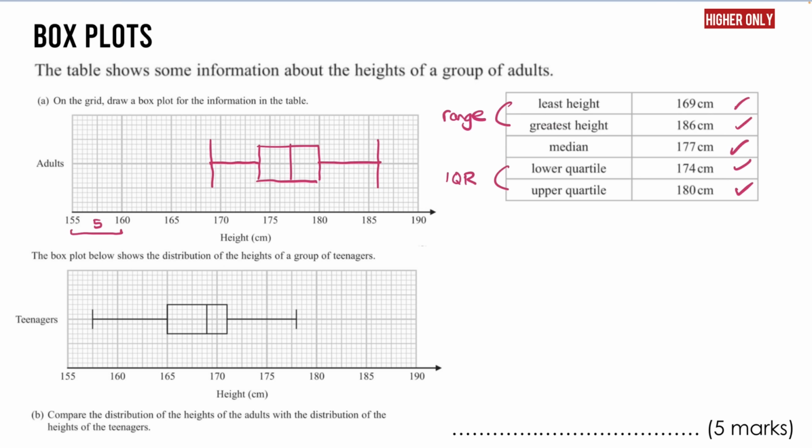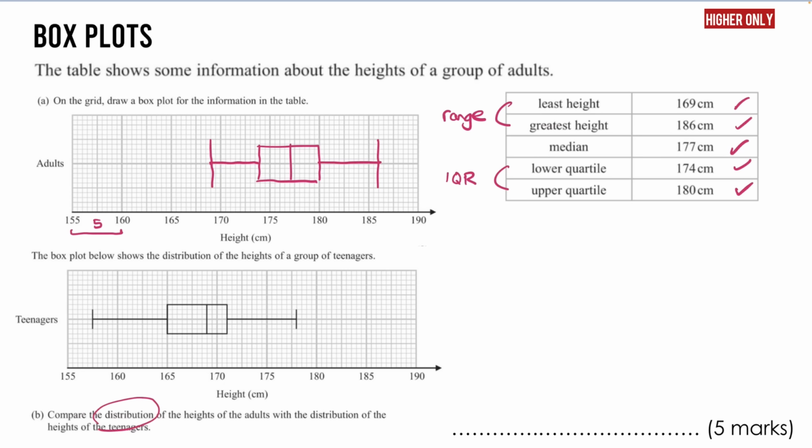Now the comparison here says compare the distribution. When we're looking at distribution, we are going to look at the median and we are going to look at the interquartile range. The interquartile range is the box in the middle, and it tells us how spread out the data is because that includes half of all the people within the box plot. You've got the upper quartile on the right of it, and you've then got the lower quartile on the left of it. But we've got half the data inside that box, so that tells us how spread out the data is.